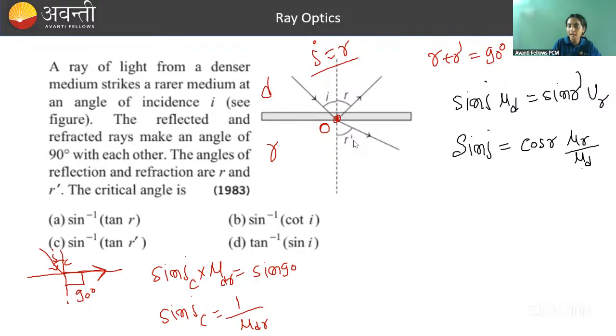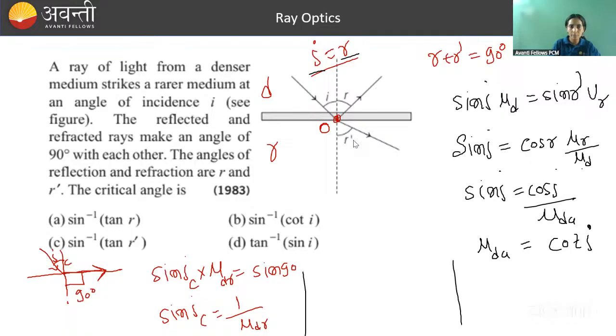And r is equal to i, right? R is equal to i, so this will become sin i is equal to cos i by mu dA, right? So what is the value of mu dA? If you see, this is cot i. And if you put the answer here, sin i c is equal to how much? It is equal to 1 by mu dA, that is dr, whatever you call it. So that is equal to 1 by cot i. So this will become equal to tan i.